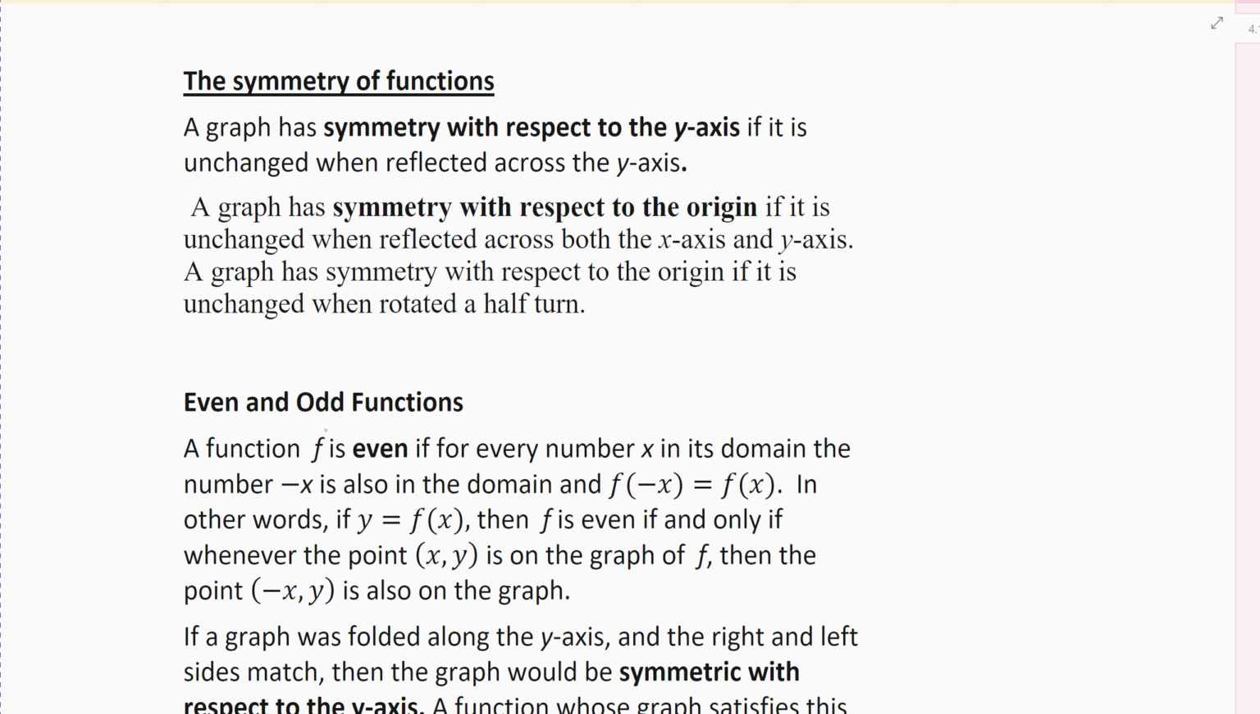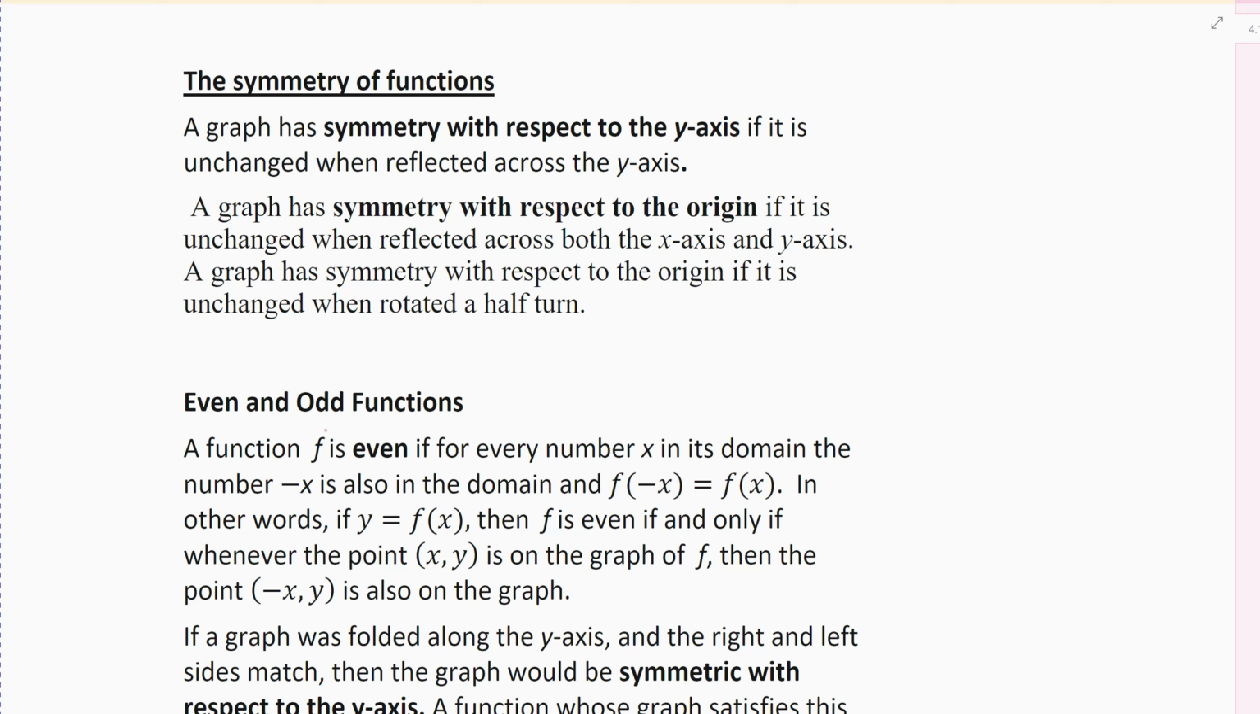Alright, so there are two types of symmetry we're going to look at. We're going to look at if there's symmetry with respect to the y-axis. That means if I can fold my graph over the y-axis, it looks exactly the same. So there's no change when it's reflected across the y-axis. The picture is exactly the same even if we use our transformation of reflection over the y-axis. There's no change to my function. It means if I fold it over the y-axis, it's exactly the same on both sides.